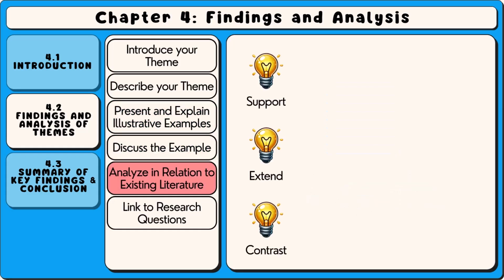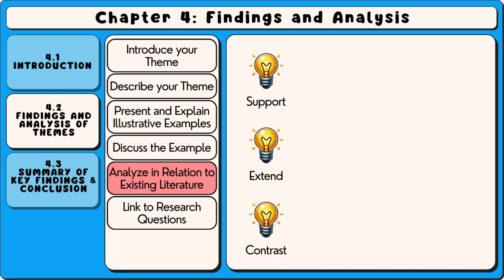The 5th step is to analyze the theme in relation to existing literature. This is the most important step where, now that you have presented the theme, you need to explore how your theme fits into the body of discussion about the topic. There are 3 ways to do this, and you should integrate all 3 of these approaches at different points throughout your analysis.